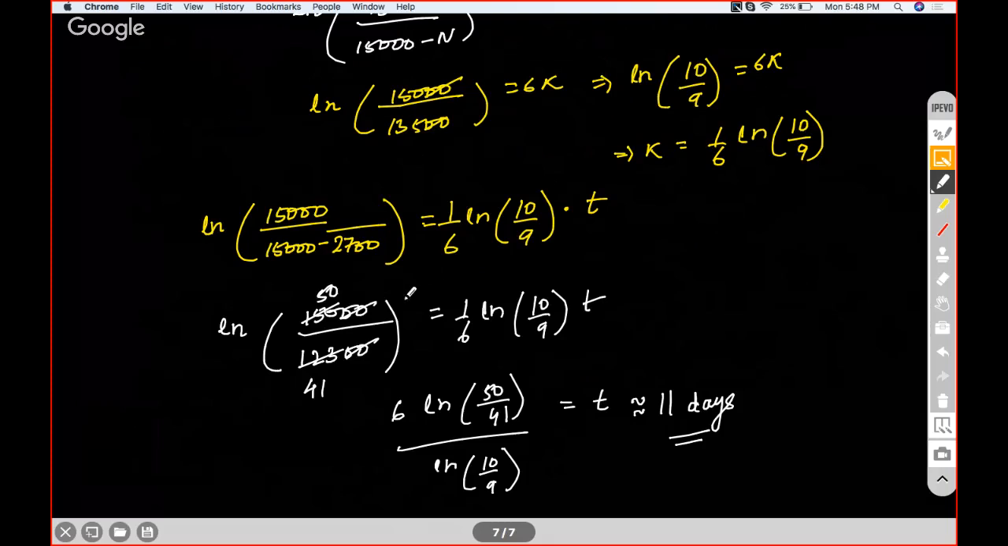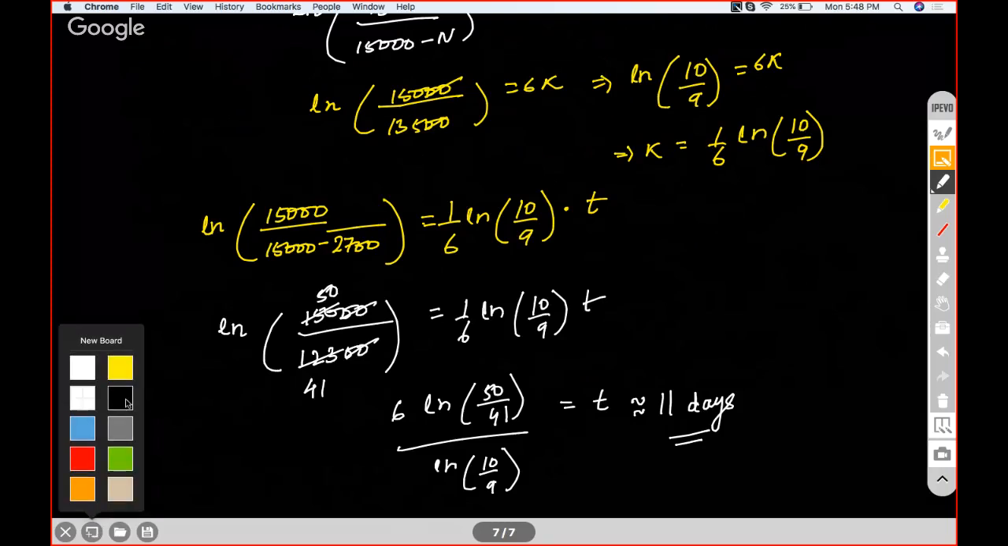Now we'll take a case of logistic growth. Logistic growth is basically a type of growth where the rate of change of the quantity is proportional both to the amount of the quantity and to the difference between a fixed constant and its amount. Something like this: dy by dt is directly proportional to y into some fixed value minus y. These types of problems are categorized under logistic growth.